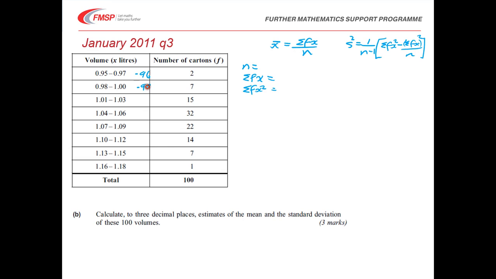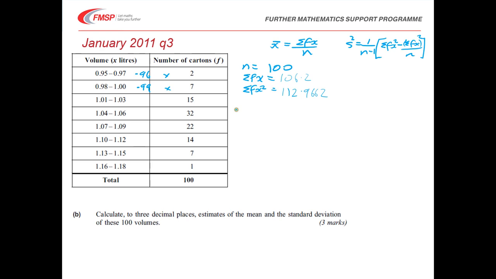Okay, so they've given you a heads up about how this works. We multiply and add. So what values have we got that are important? Well, we've got the sum of fx, which turns out to be 106.2, and the sum of fx squared, which turns out to be 112.9662. And n is 100. So we've now got everything we need.